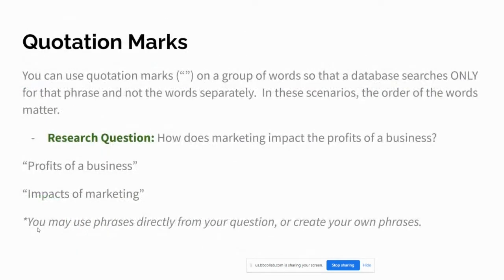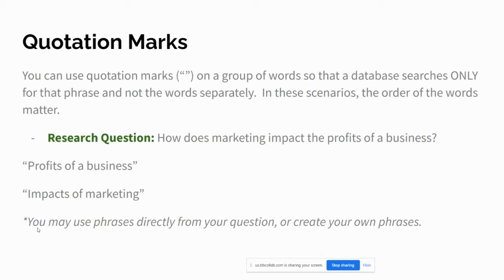So next we have quotation marks, and you can use these on a group of words so that a database searches only for that phrase and not the words separately. It's a good way to keep your words together in a search. In these scenarios, the order of the words is going to matter, so you're going to want to make sure you have your phrase correctly in order.